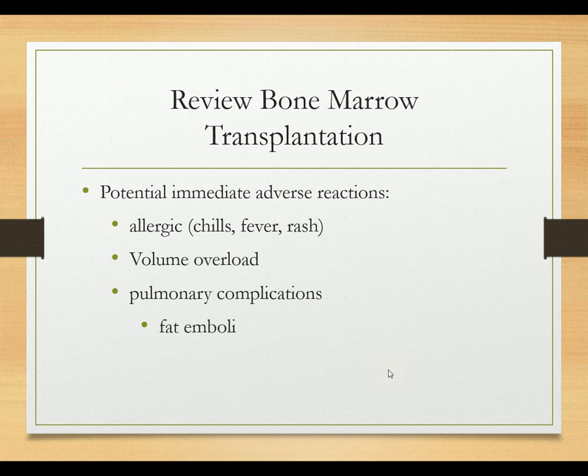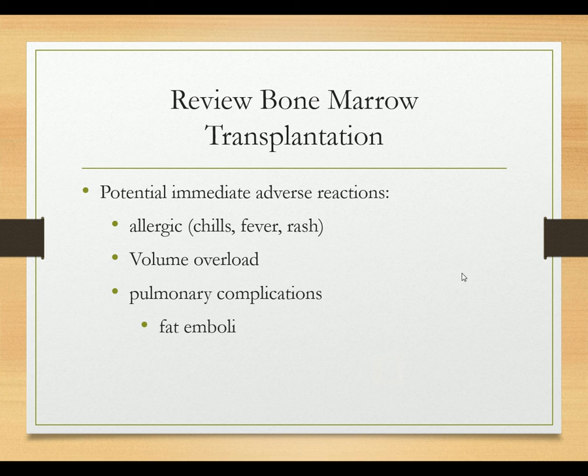Then the third one is both of them, the B and the T cell, and that was the combined SCID, severe combined immunodeficiency, and the WAS syndrome. So you do need to know those.